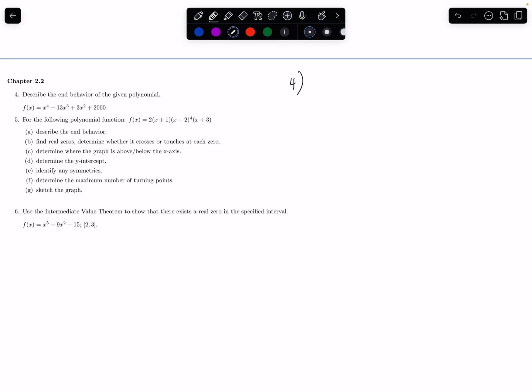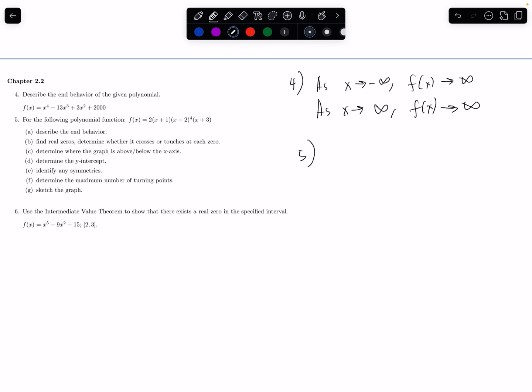Okay, let's do number 4. Describe the end behavior of the graph. End behavior is determined only by the leading term. So what's the end behavior? As x goes to negative infinity, what happens to x to the 4th? It goes to positive infinity. As x approaches positive infinity, x to the 4th, what happens? It's positive, it goes to positive infinity. It's always positive because it's to the 4th power. So that was number 4 already. Easy couple points there.